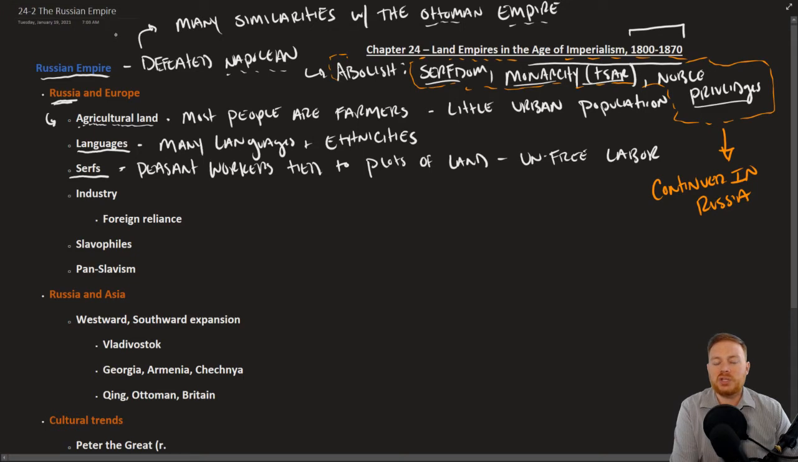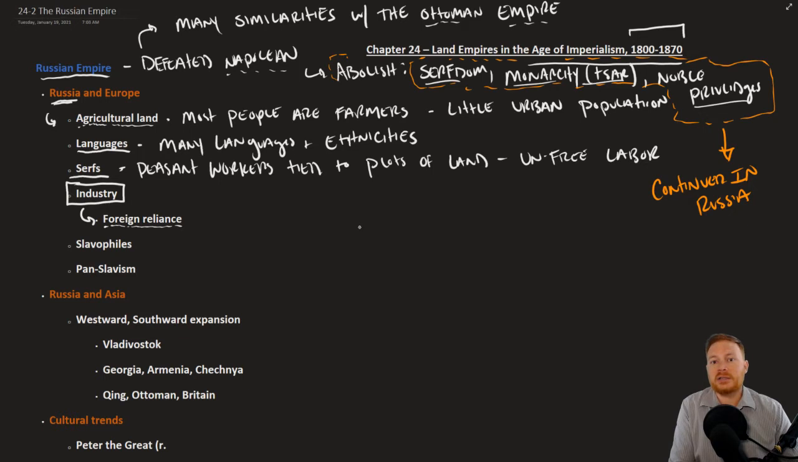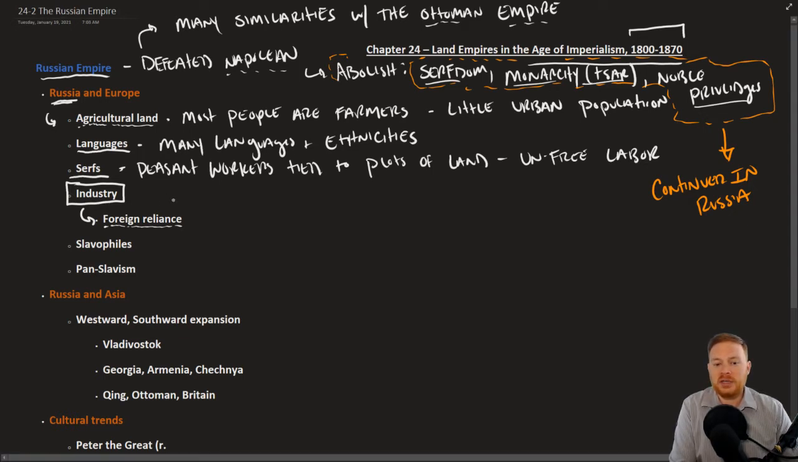However, there were some changes going on in the outside world that proved beneficial. Among them was industry. Russian rulers did try to adopt industry, but it relied mostly on foreigners. In other words, the Russians didn't have a domestic, educated, middle-class, investor class that could finance these factories. And so anything that came in terms of industry, things like factories or railroads, had to be made by foreigners because there was no domestic industry there.